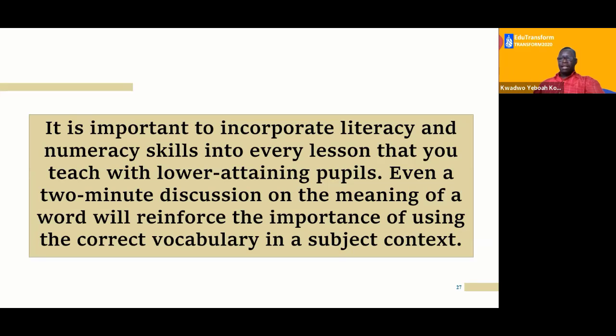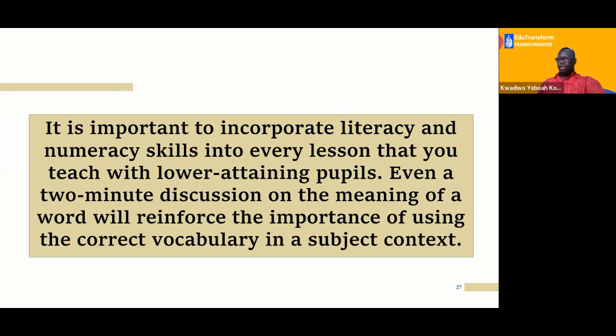Everyone in their subject area is required to develop numeracy and literacy skills in order for the students all to be able to get the needed understanding of this lifelong skill that we all need for the world of work and the world of life. And that's so wonderful to have. So it's quite important to incorporate literacy and numeracy skills into every lesson that we teach.